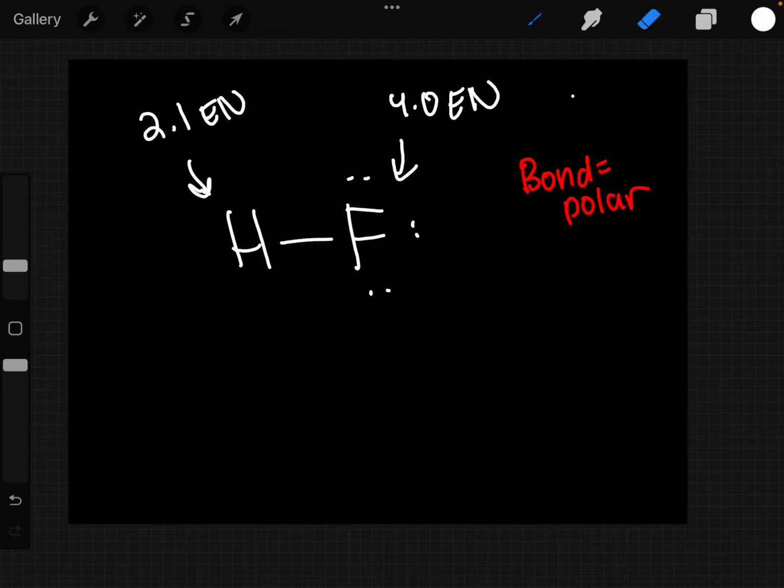And so this would have a positive dipole, and this would have a negative dipole, because the more electronegative the element is, the more negative it is. Electronegativity is kind of in the name. So if there is that dipole difference, then we know that the molecule is also polar.